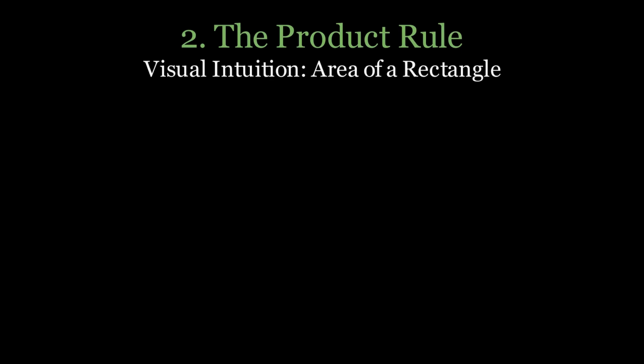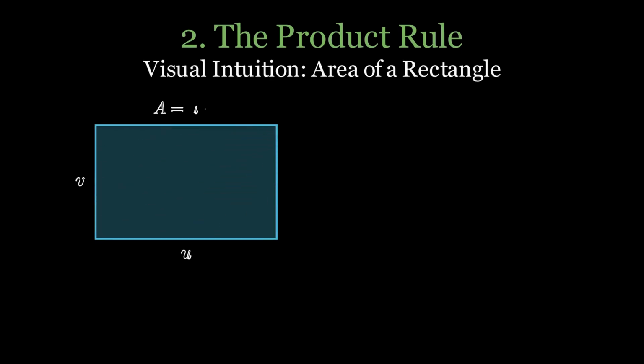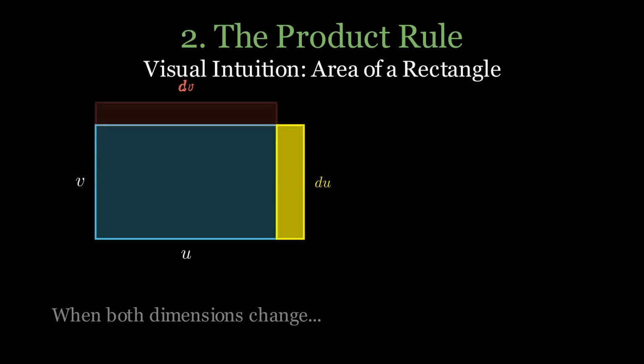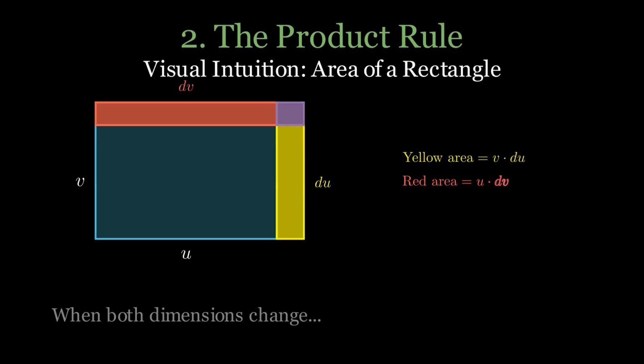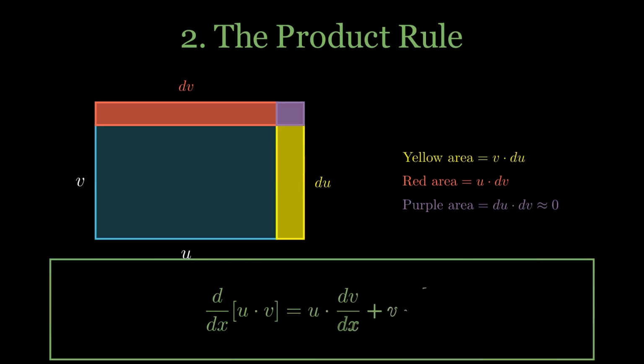Next up on the list is the product rule. To build intuition, imagine a rectangle with sides u and v. If we change both sides slightly by a tiny nudge d, the area changes in two main ways. One from the change in u and one from the change in v. This leads to the product rule, which states that the differential of u times v is equal to u times the differential of v plus v times the differential of u.